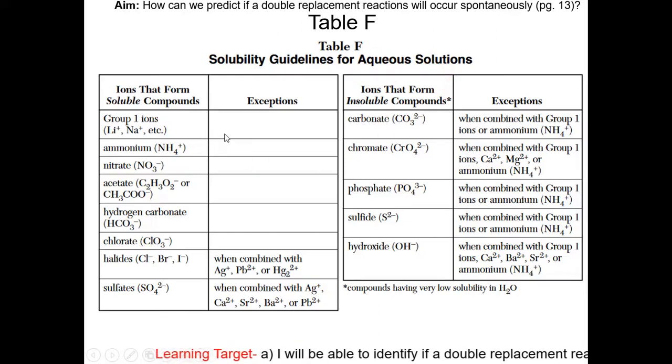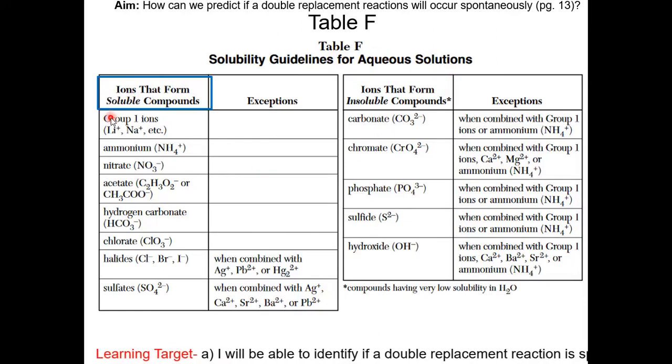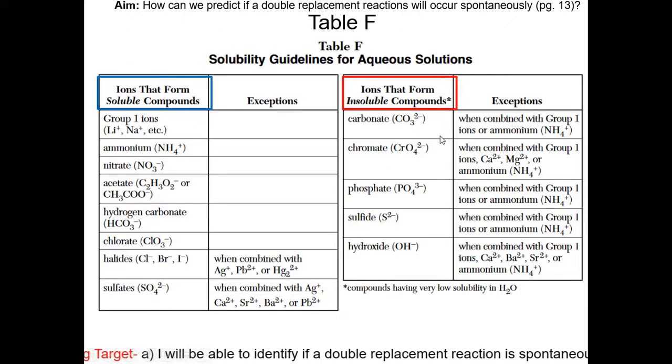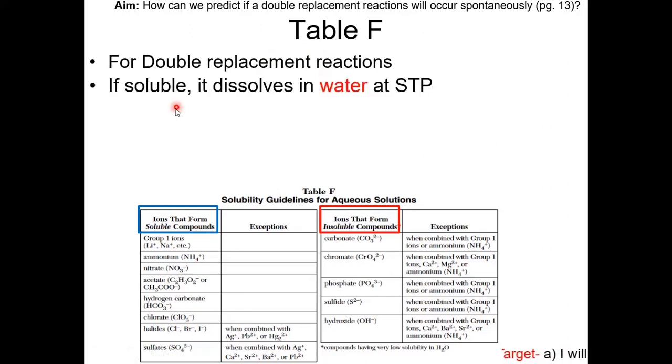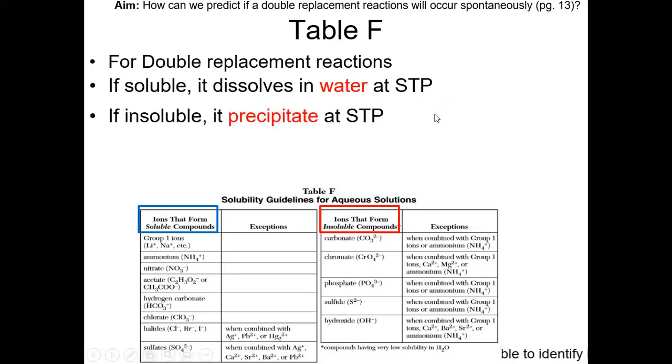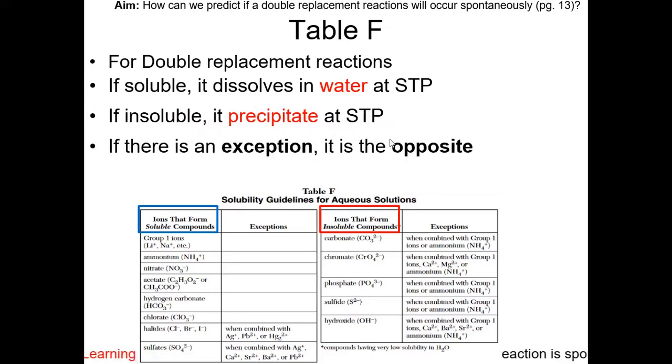So there are two tables on Table F: ions that form soluble compounds and ions that form insoluble compounds. So be careful when reading Table F. Table F is only for double replacement reactions. If your ionic compound is soluble, it means it will dissolve in water at STP. If the ionic compound is insoluble, it means it will precipitate at STP. It will form an insoluble solid in the aqueous conditions.